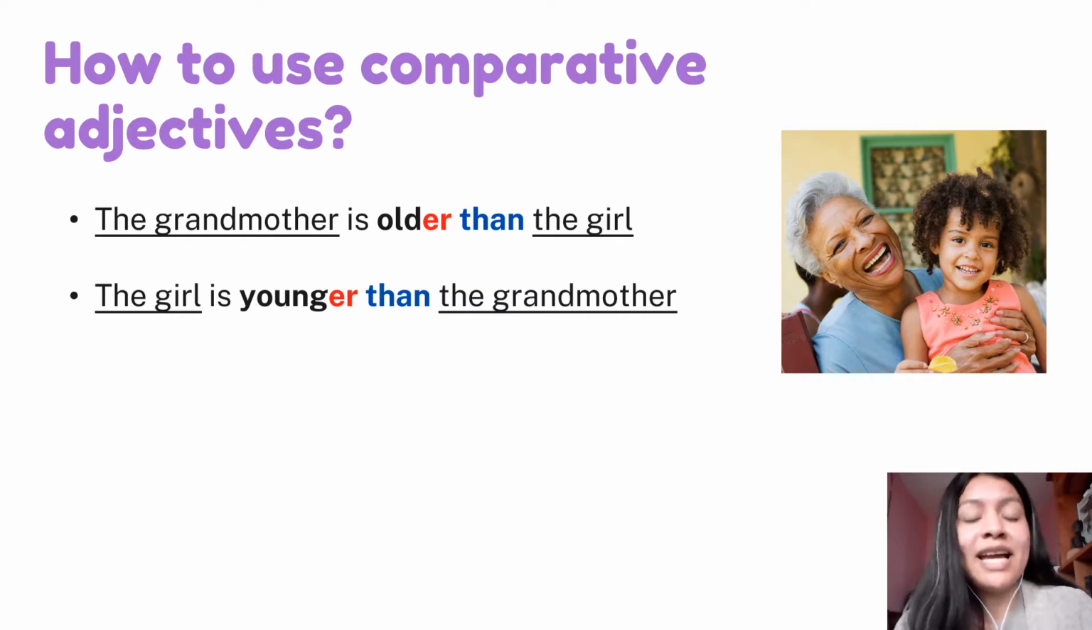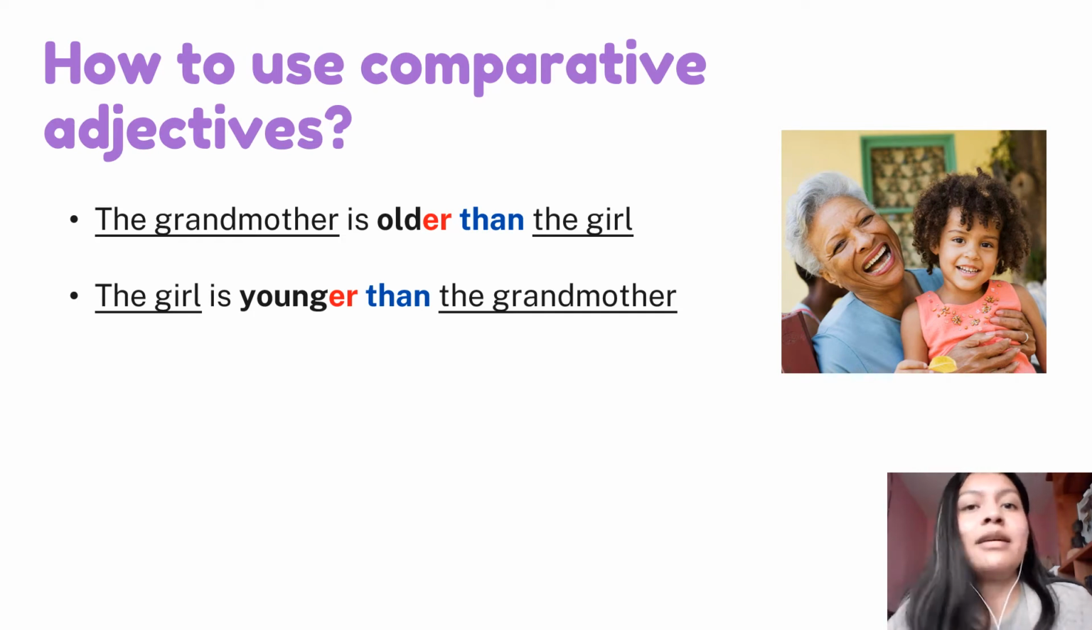Also, there is the adjective, which is old. And you can also see the ending of the adjective, which is er, in red. Er adds to the adjective the meaning of superior over one subject to another. In this case, the grandmother is older than the girl. Our second sentence is, the girl is younger than the grandmother. It's the same context, but we are emphasizing the girl over the grandmother, meaning that she is younger.